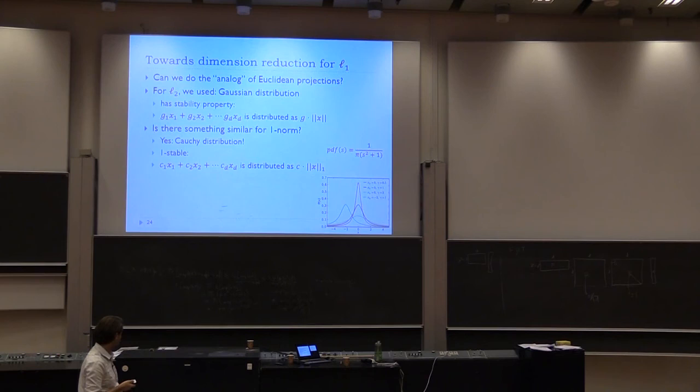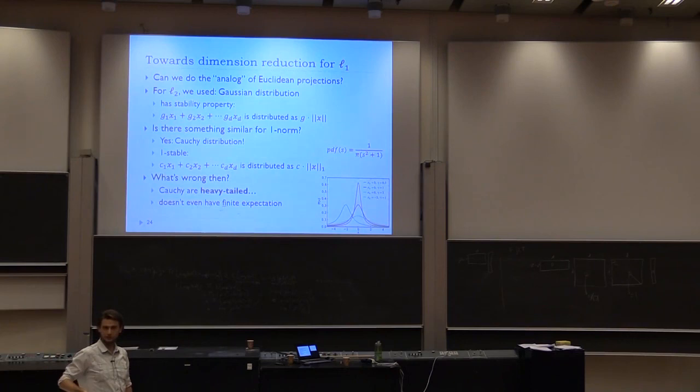And now the question is, why don't we just take this Cauchy distribution, plug it in where we used Gaussians before, and get dimension reduction for L1? So what's wrong? The problem is that the Cauchy distribution, in contrast to the Gaussian distribution, is heavy-tailed. So it's something like 1 over x squared plus 1, as opposed to Gaussians, which decay exponentially. And because of this, the Cauchy distributions don't even have an expectation. You don't even have the expectation of the absolute value of the Cauchy distribution. And basically you can't get the type of concentration that you were getting for Gaussians.